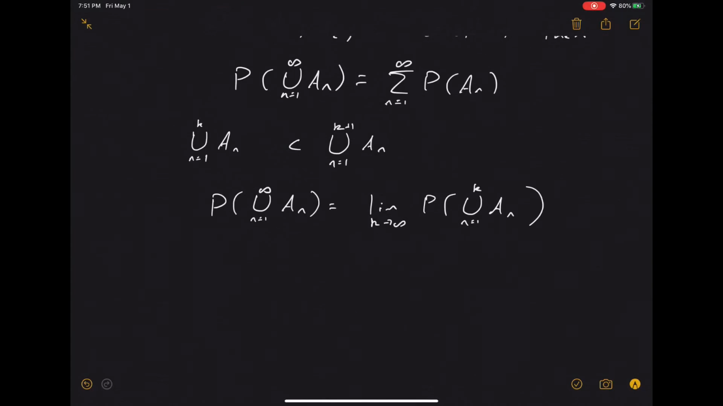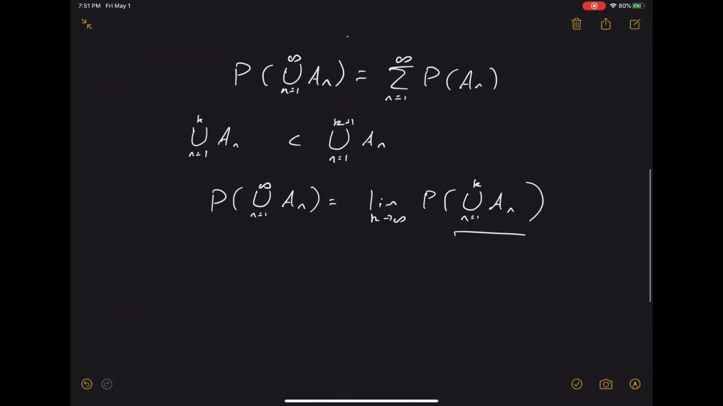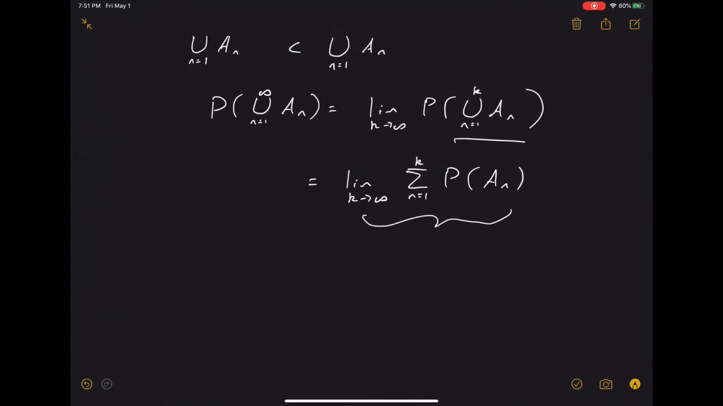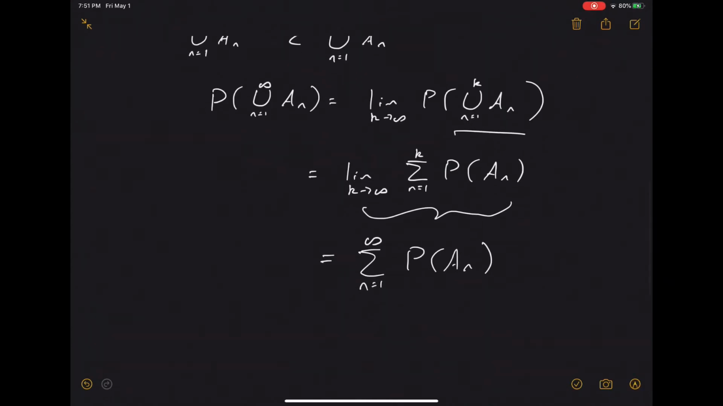Well, by one of our axioms, we said these are all disjoint. We had it for just a pair of disjoint sets, but it's trivial to extend this for any finite number of sets. This P of this finite union from 1 to k is the sum of the individual probabilities. And then just by the definition of what an infinite sum is, that is this. Okay, so this is equal to this, which is the definition of countable additivity. So our set function is countably additive.